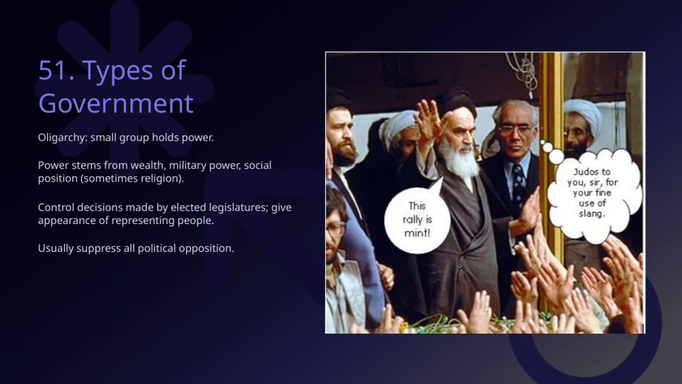This concentration of power in the hands of a few can take many forms, but the key idea is that those with resources and influence dominate the political landscape. Understanding these types of government helps us see how power is often maintained behind the scenes, even when it appears that the people have a say.